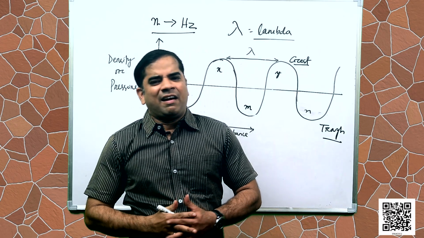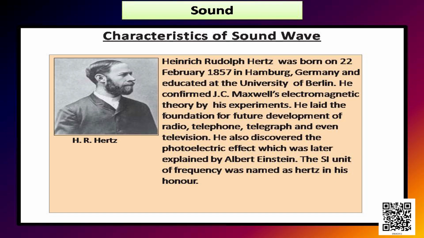Heinrich Rudolf Hertz was born on 22 February 1857 in Hamburg, Germany and educated at the University of Berlin. He confirmed J.C. Maxwell's electromagnetic theory by his experiments. He laid the foundation for future development of radio, telephone, telegraph and even television. He also discovered the photoelectric effect, which was later explained by Albert Einstein. The SI unit of frequency was named Hertz in his honor.